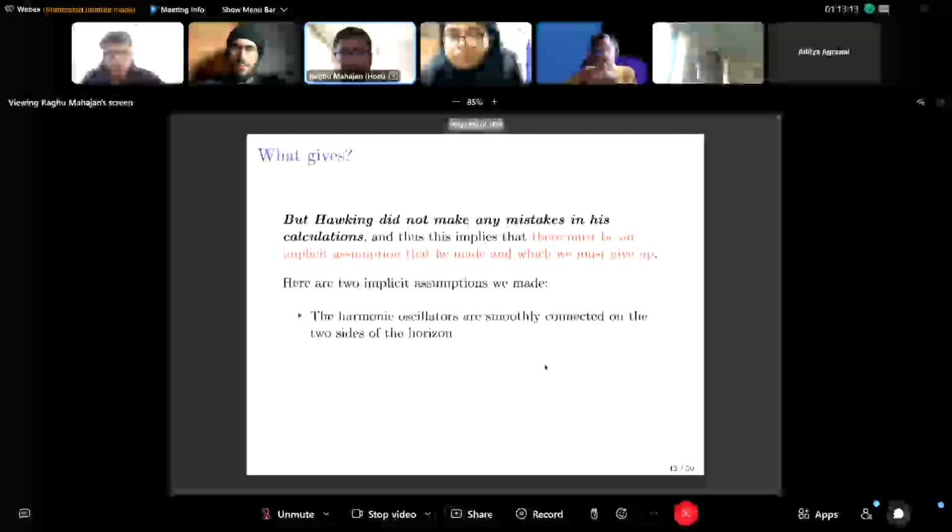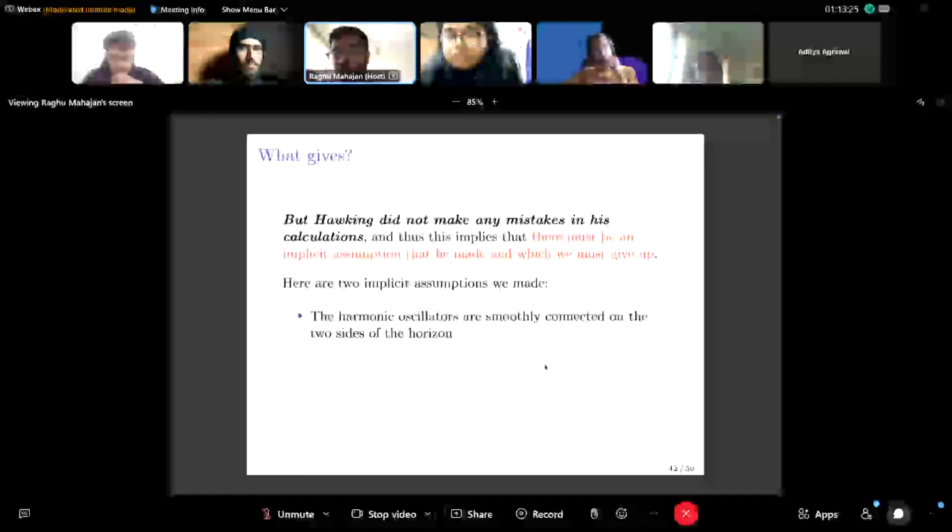So here are two implicit assumptions we made. One assumption is that these harmonic oscillators on the two sides of the horizon, on the inside and the outside, are smoothly connected. That means there is a spring that connects the objects on the inside of the horizon to the outside of the horizon, right? Which is what is causing the state inside and the outside to be correlated in the first place. If I cut all the springs at the horizon, then the system inside and the outside are not talking to each other, and then there will not be a paradox. So this is a secret assumption.